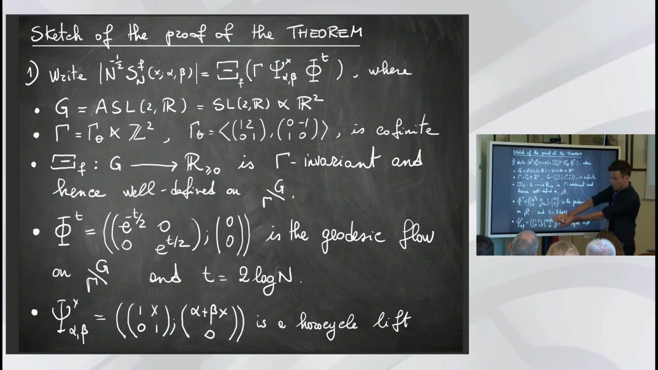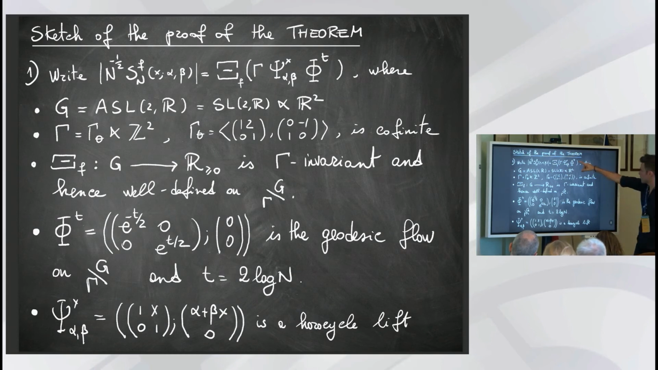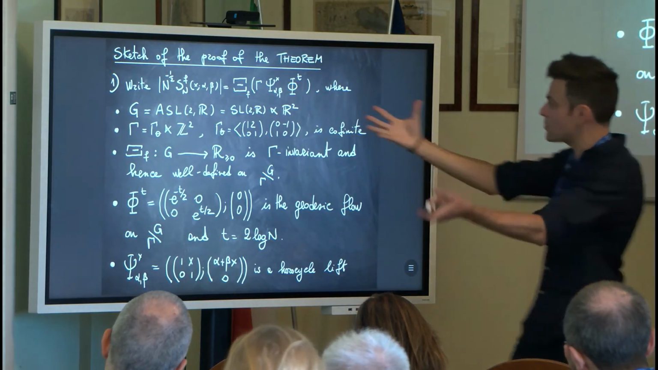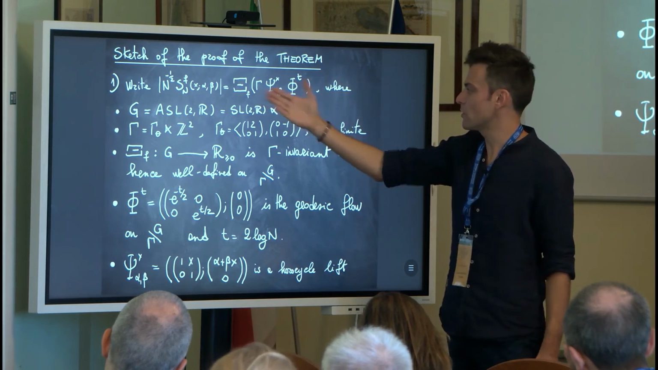Because if you forget the R2 variables, it's a usual horocycle. So we are lifting the usual horocycle in a five-dimensional space rather than in the usual three-dimensional space, which is the unit tangent bundle to your surface. And the parameters have to be chosen carefully. So the t, the geodesic time, is basically 2 log n, where n is the parameter in my initial sum. So this is somehow a magical step where you come up with this function capital theta.